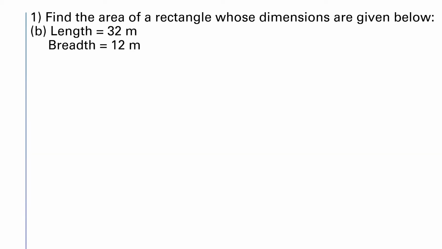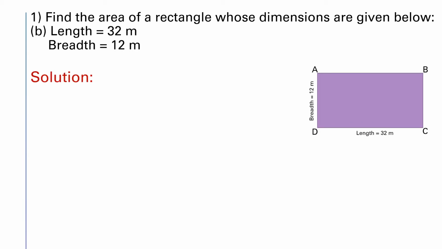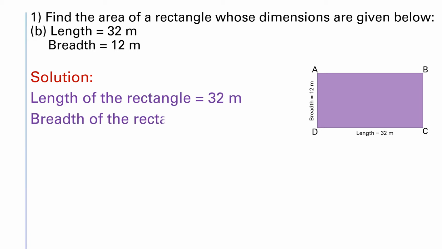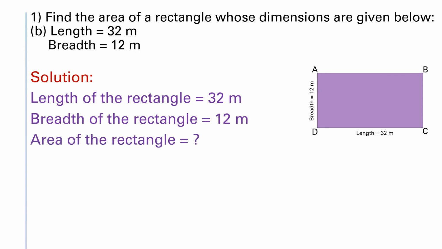The next is question number B. Find the area of a rectangle whose dimensions are given below. Length is equal to 32 meters and breadth is equal to 12 meters. Let's write the solution. In rectangle ABCD, length of the rectangle is equal to 32 meters. Breadth of the rectangle is equal to 12 meters. And area of the rectangle we have to find out.